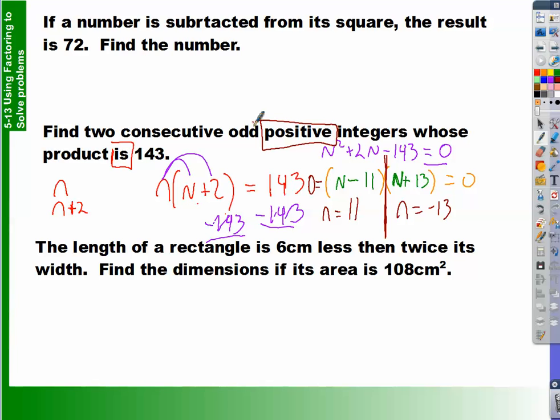Okay. Hold on a second. So we know that n is equal to 11. What is the other n going to equal? 13. So our two numbers are 11 and 13.